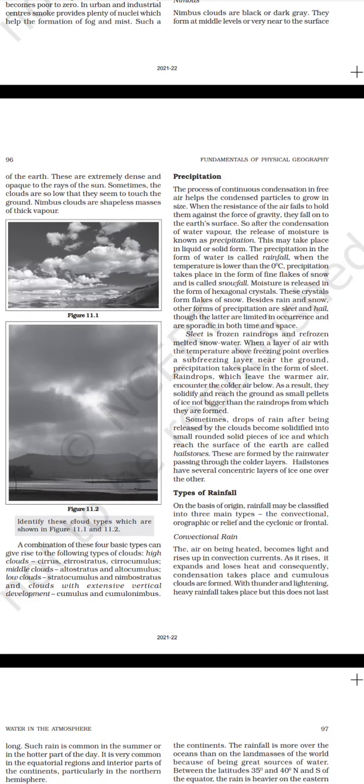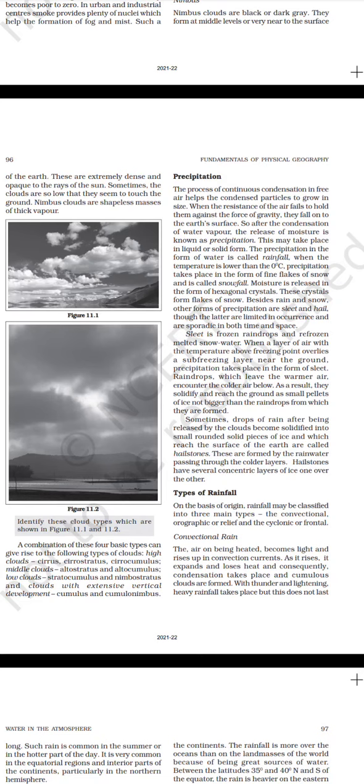Precipitation takes place in the form of sleet when raindrops which leave the warmer air encounter the colder air below. As a result, they solidify and reach the ground as small pellets of ice not bigger than the raindrops from which they are formed. Sometimes drops of rain after being released by the clouds become solidified into small rounded solid pieces of ice, and those which reach the surface of the earth are called hailstones.